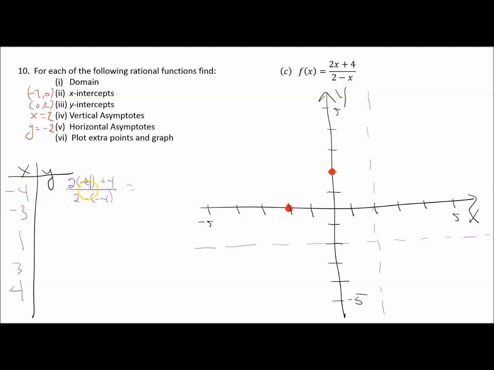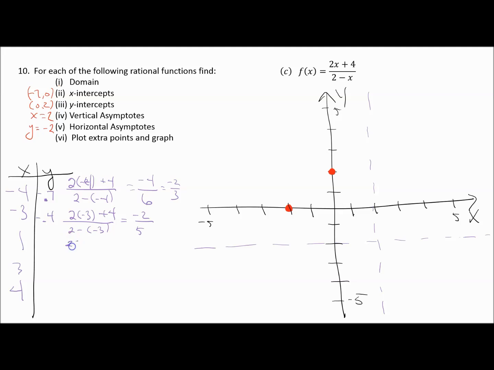Okay, 2 times -4 is -8 plus 4 is -4 divided by, these two negatives are going to turn positive, so that's 2 plus 4, which is 6, and that reduces to -2/3 or -0.7, whichever you like. Now, I'll plug in -3, that's 2 times -3 plus 4 in the numerator, and then 2 minus a -3 in the denominator. This is -6 plus 4, which is -2. This is 2 minus a -3, which is 5. So that's going to be -0.4 if you type that in your calculator.